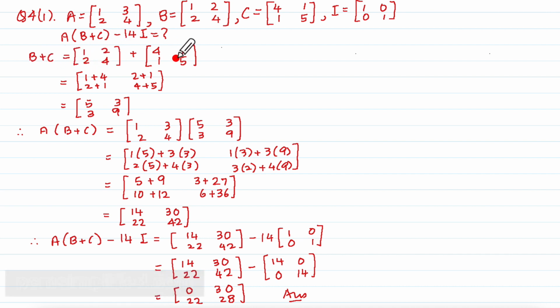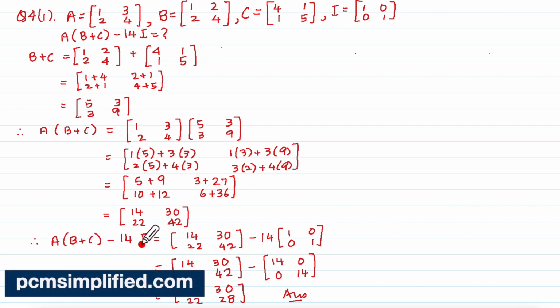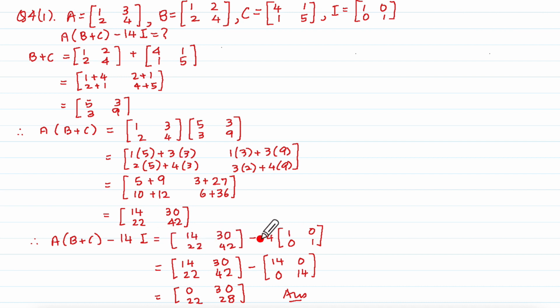We first find B plus C by substituting these values like so. Then A into B plus C, we write like so, and we will get this as our A into B plus C. Then A into B plus C minus 14I is going to be, as we substitute 14 into this, 14, 0, 0, 14, and we subtract: 14 minus 14, that's 0, 30 minus 0, that is 30, 22 minus 0, that is 22, and 42 minus 14, that is 28. That's our answer, and that gives us a full 4 marks.